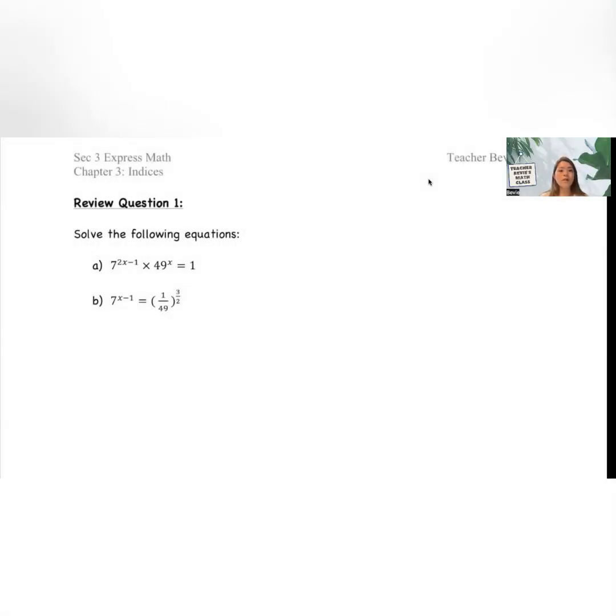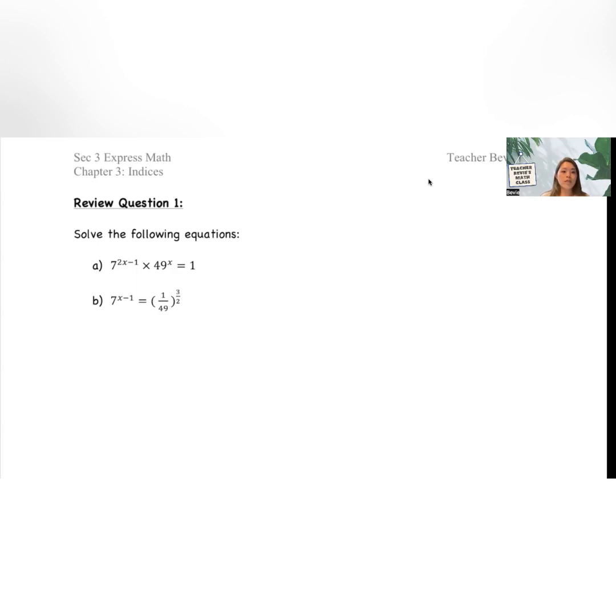For review question 1, solve the following equations. Before I start on this question, for solving indices, I must always keep in mind that I must try to make the base on the left-hand side and the right-hand side the same so that I can compare their powers. So for part A, 7 to the power of 2x minus 1 times 49 to the power of x equals 1.